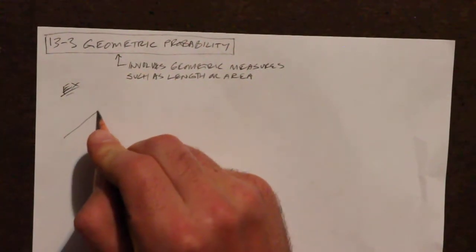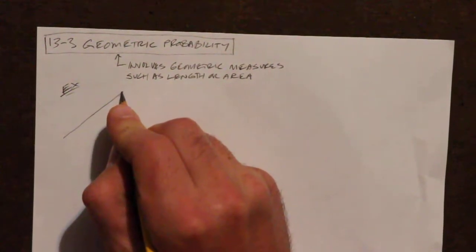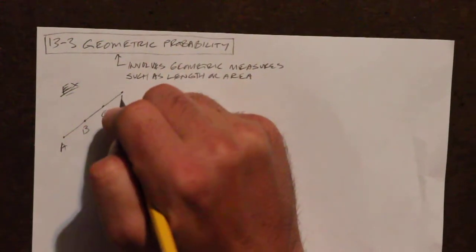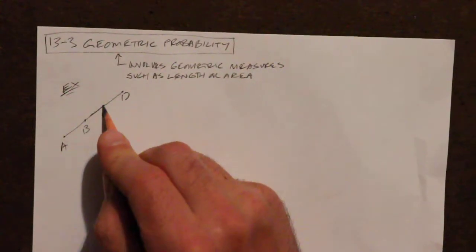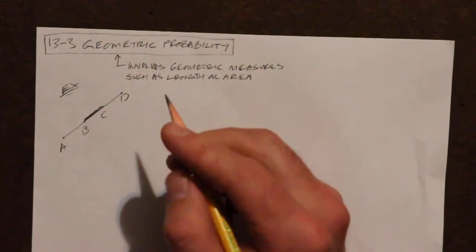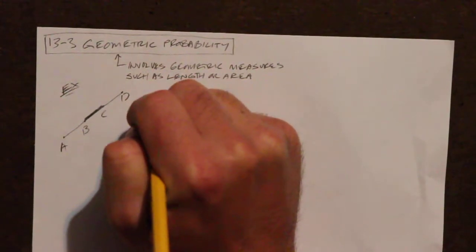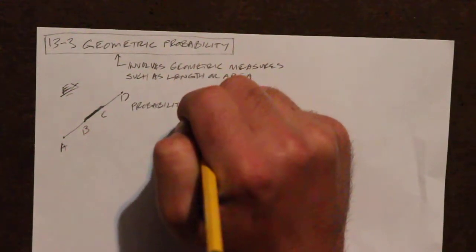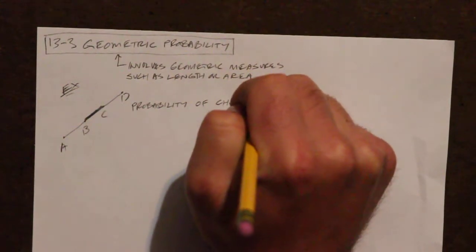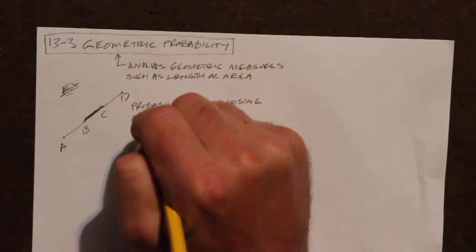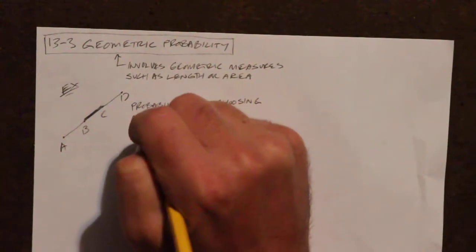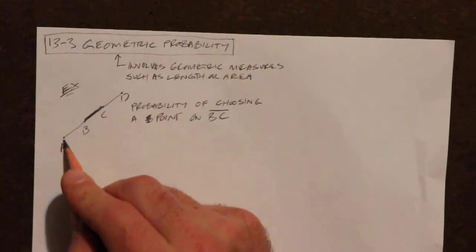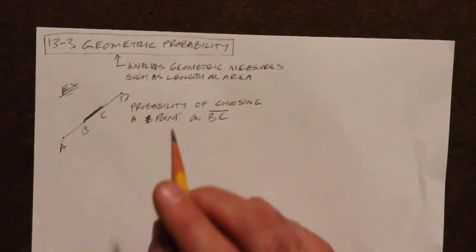So if I have a line segment, and it is line segment A, B, C, D, and I'm looking at BC here, I want to find the probability of choosing a point on BC, just on that segment out of this whole AD here. So this is how we do this.